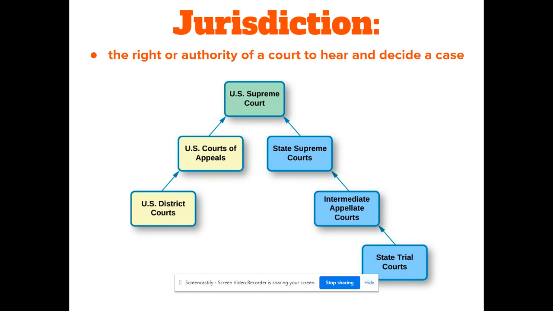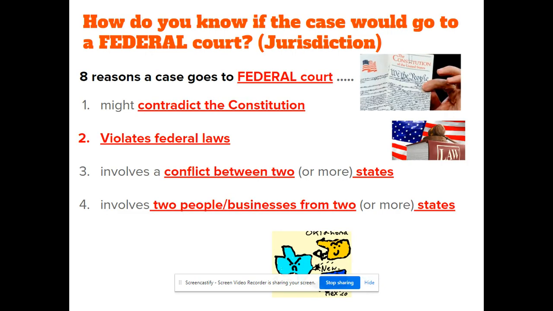So today I want to take a few minutes and go over what types of cases the federal court has jurisdiction in. The word jurisdiction means the right or the authority to hear a case. There are 8 different types of cases that would go to federal court. All other court cases would go to the state level. I'm not going to go through all 8. I'm just going to touch upon the more common ones.